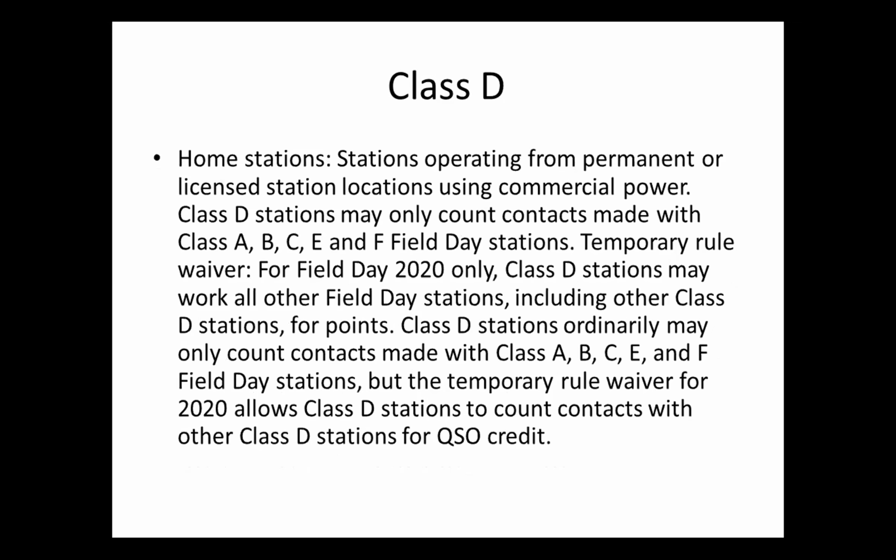Class D. This is the new popular one this year. It's not new. Class D's always been around, but the difference this year is because of COVID-19 and a lot of the restrictions of people staying home. They're allowing Class D stations, home stations that are running off of home power, 110 or 120, to make contacts this year and get points for it.